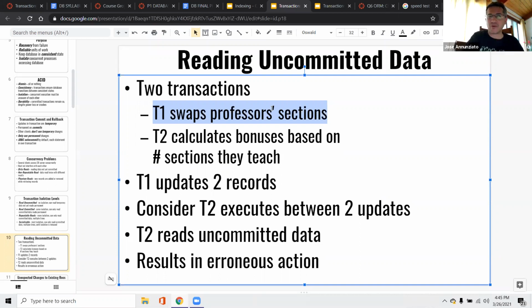What if it runs right in the middle where I remove Einstein, and it calculates the number of sections? So T2 is reading data that has not yet settled, and it might make the wrong decision, and calculate that Einstein is actually teaching one less course than we thought. So he's going to get a lower bonus at the end of the year. Okay, and we don't want that.